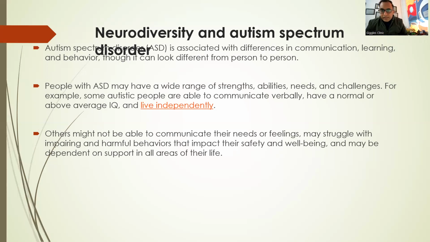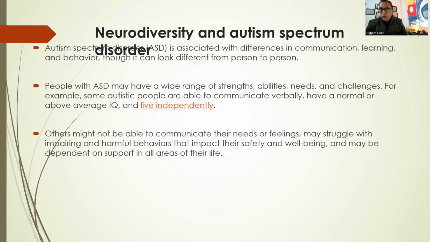So that is exactly it: these differences might vary from child to child in their communication, in their behavior, and in how they look at the world and perceive the world. People with ASD may have a wide range of strengths, abilities, needs, and challenges. For example, some autistic children may be able to communicate verbally, while others may not. Some might have a low IQ and require lifelong dependency, and some might live independently. So this is the variation across the spectrum of autism spectrum disorders. And others might not be able to communicate their needs or feelings at all.